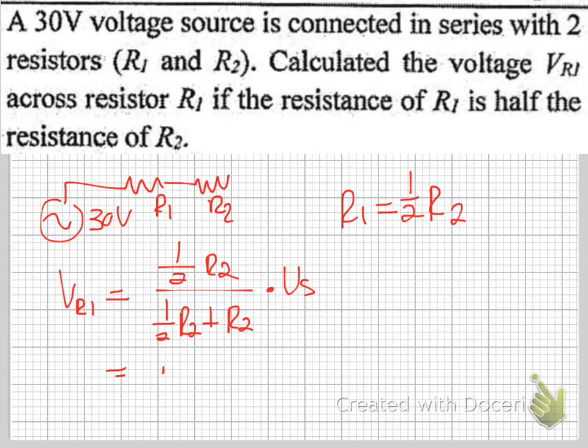So this is 1 over 3 multiplied by your 30 volt source, giving you a voltage of 10 volts.